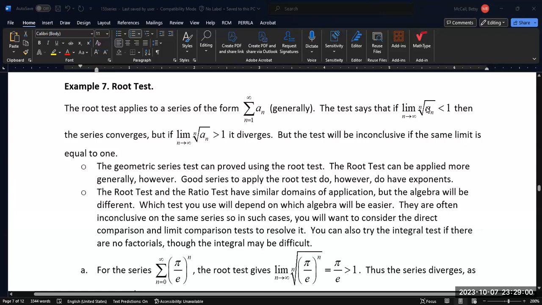Now, again, there's an absolute value involved in this because we can't take the even numbered roots of negative numbers and so forth. So it's the nth root of the absolute value. But if that limit is less than 1, then the series will converge. And if it is greater than 1, it will diverge.